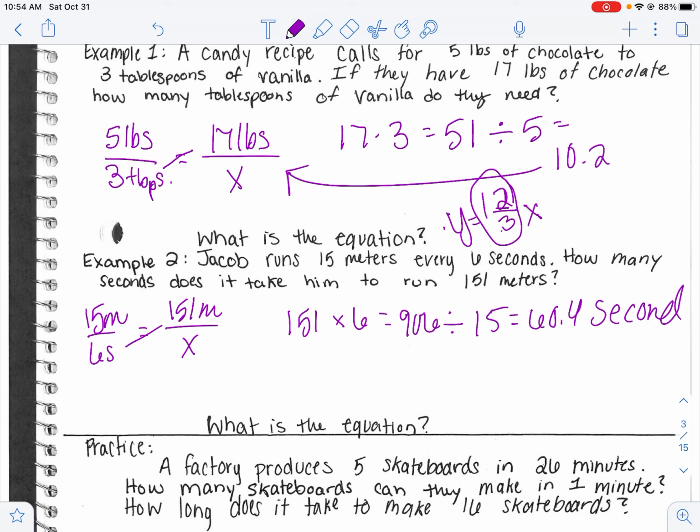Okay, writing the equation, we need to figure out the constant. So 15 divided by 6 is 2.5. So our constant is 2.5. So the distance equals 2.5 times however many seconds he is going.